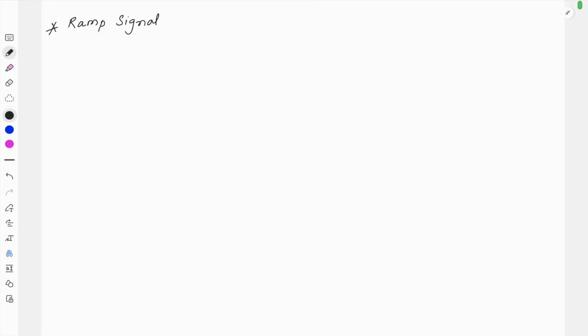In this video, we are going to study a ramp signal. As the name suggests, this signal will look like a ramp. So let us start with the representation of ramp signal in continuous time domain.